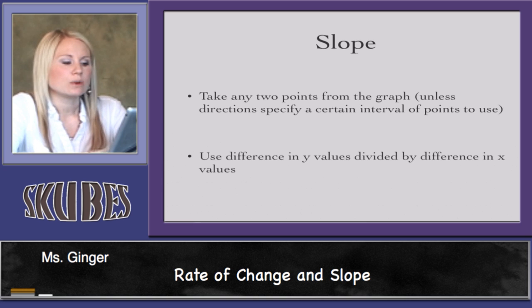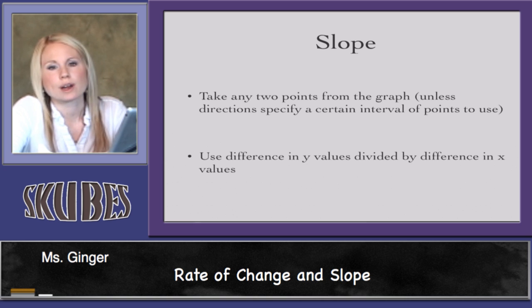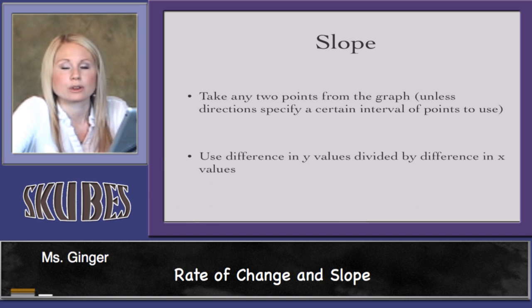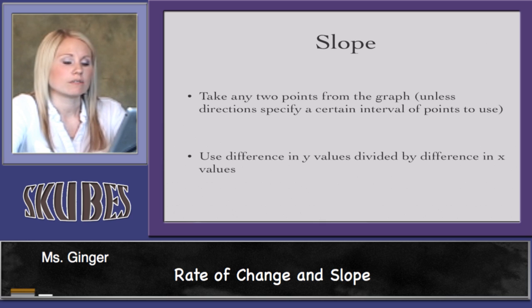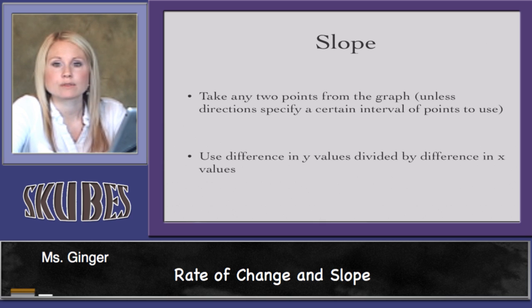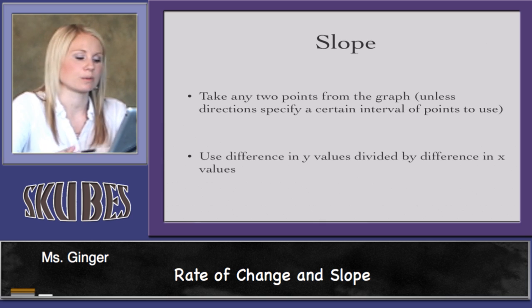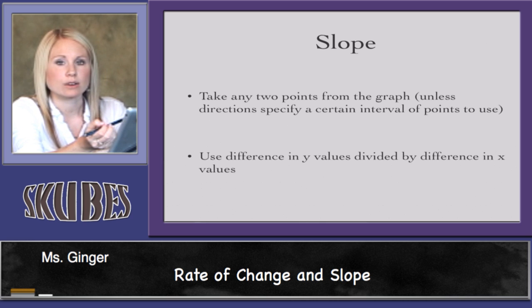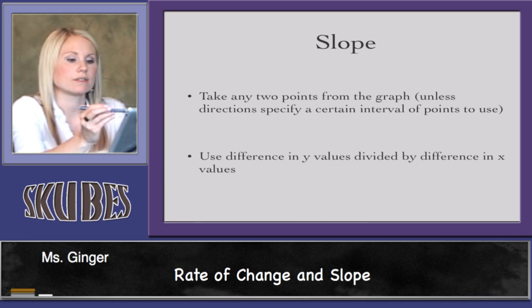To find it, you can take any 2 points from your graph, unless your directions tell you to take a certain 2 points that they want you to find the slope for. If they don't, you can take any 2 points from your chart or your graph to find the slope. And what you're going to do is take the difference in your y values divided by the difference in your x values.